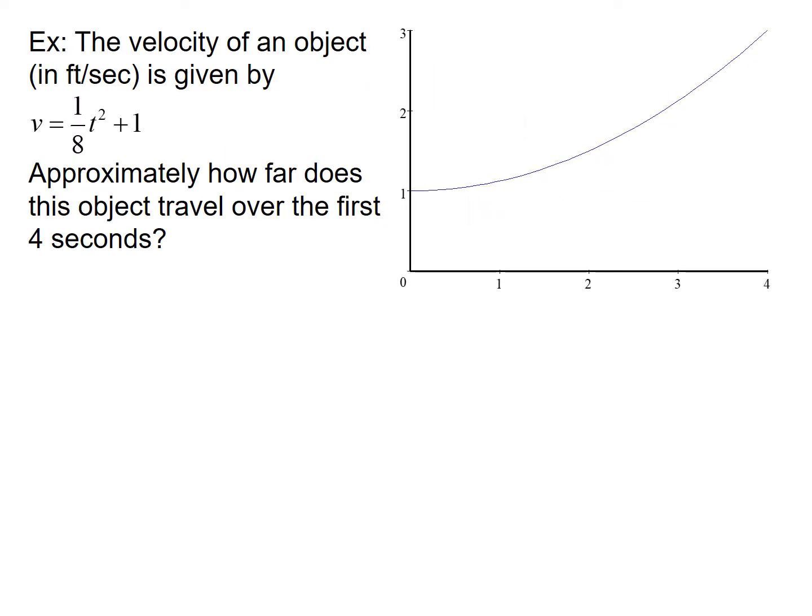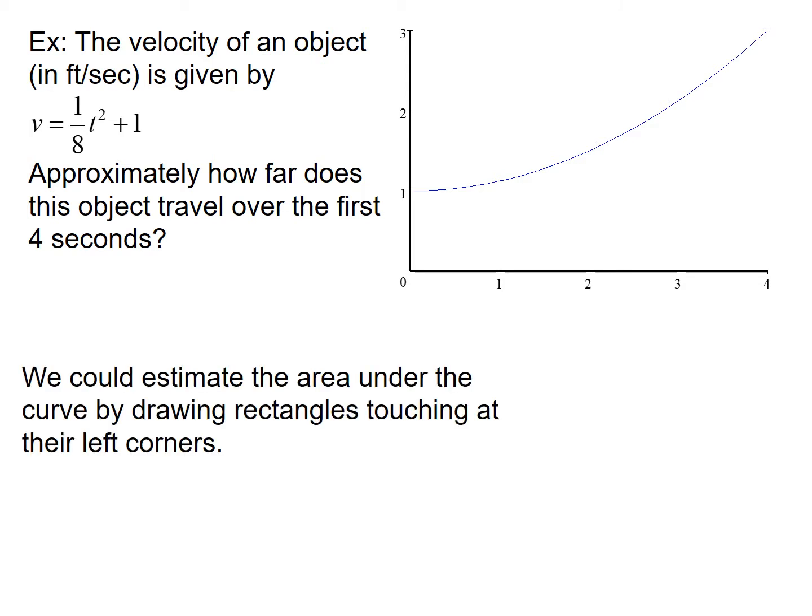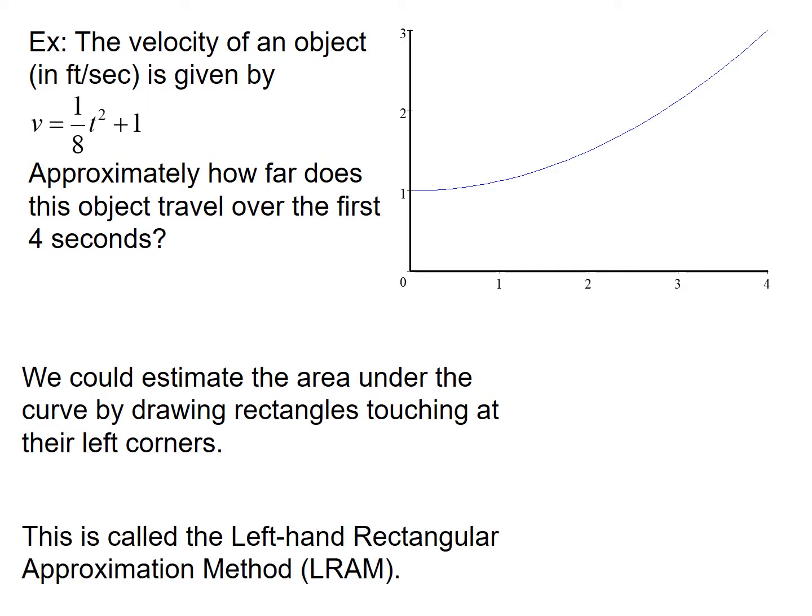And now we look at something like this. We have velocity, which is given by 1/8 t squared plus 1. So we have a parabola, and we don't have a formula for finding the area underneath a parabola. So if we want to figure out how far an object has gone, if it maintains this velocity, we need to figure out a way to find that area under the curve, and we're going to have to approximate. And one way we can approximate that area is by using rectangles underneath the curve.